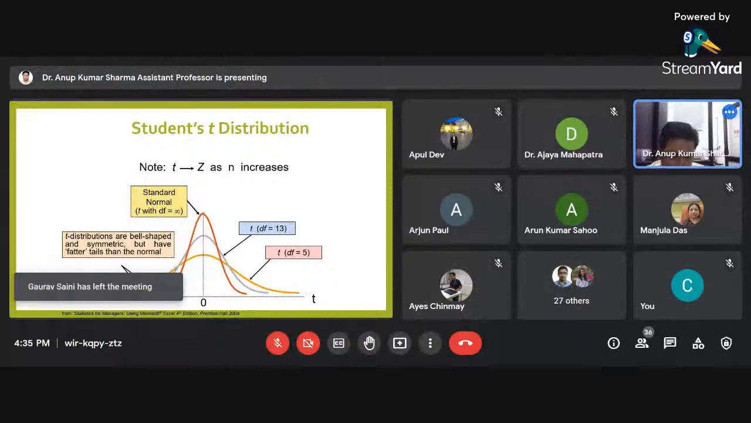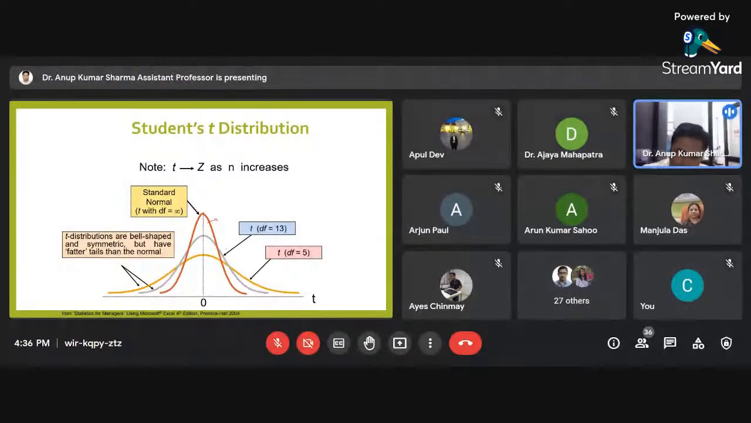The red one is the standard normal, and this is based on the degrees of freedom. As the degrees of freedom increase, that means the sample size is approaching the standard normal. The curve is flatter here in comparison to the standard normal and to the higher degree normal distributions.